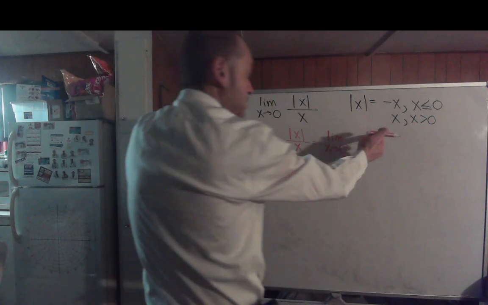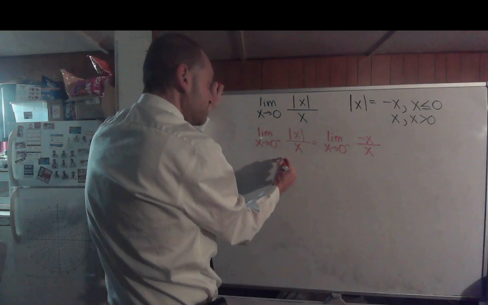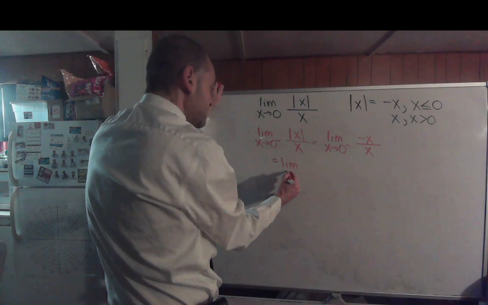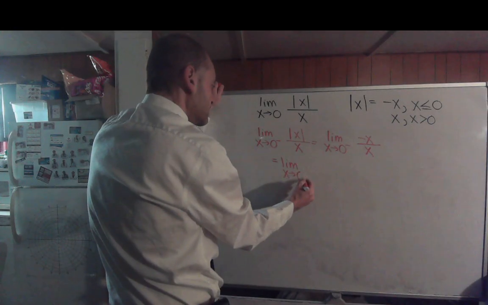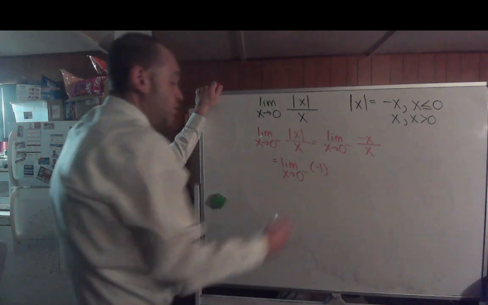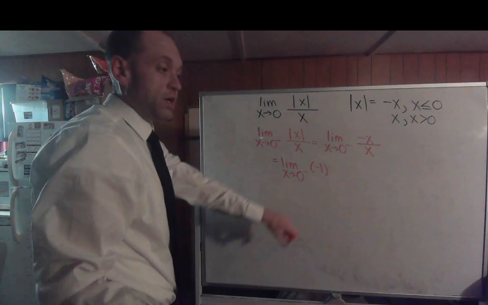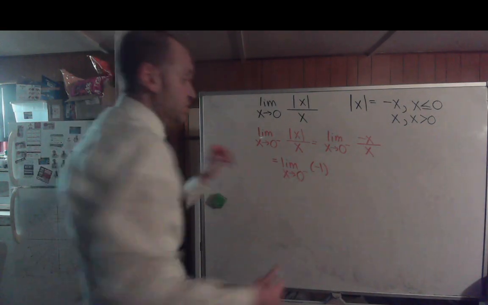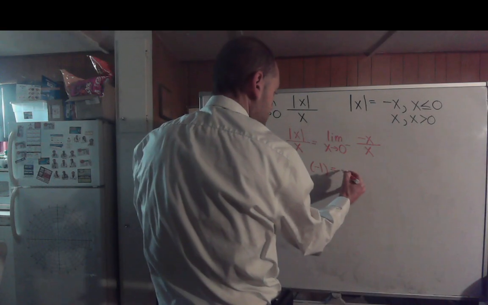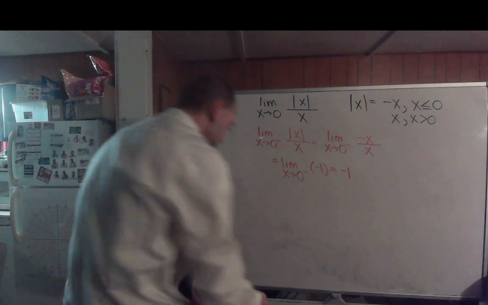Well, notice now you have the x and the x will factor out. You'll end up just getting the limit as x approaches 0 from the left of -1. Well, the limit of a constant function is just the value of the constant itself. So the left-handed limit goes to -1.